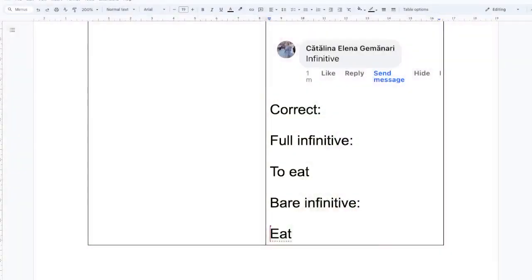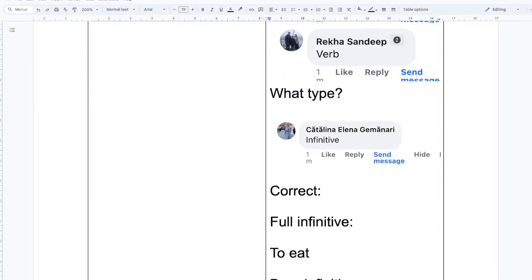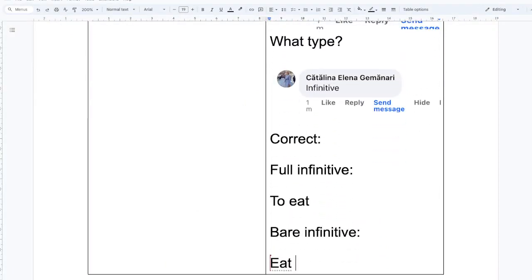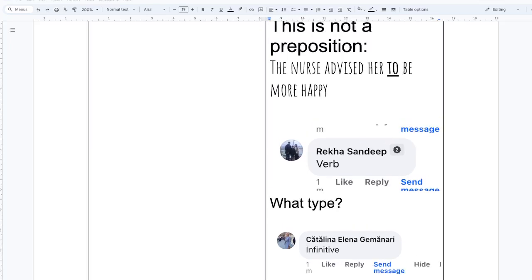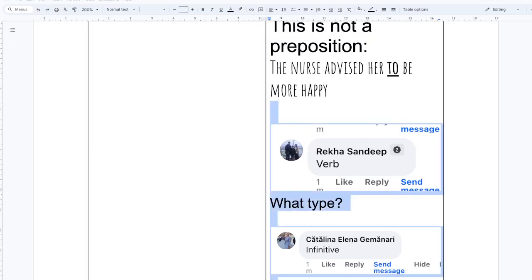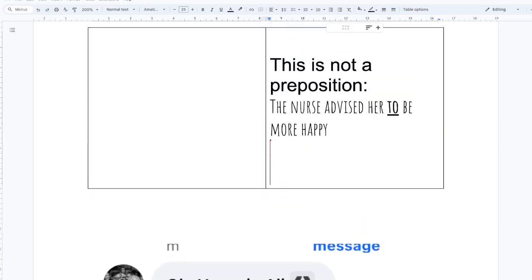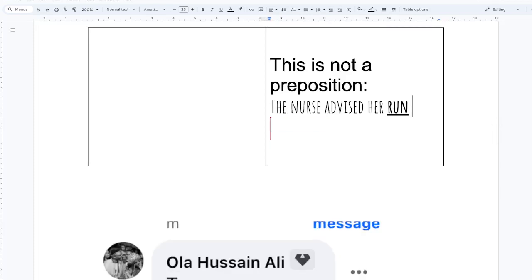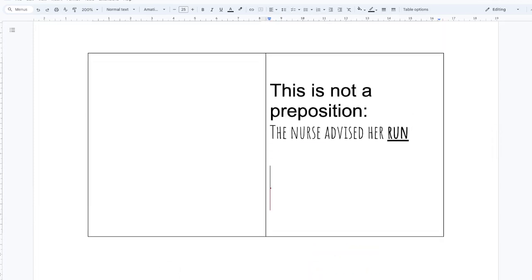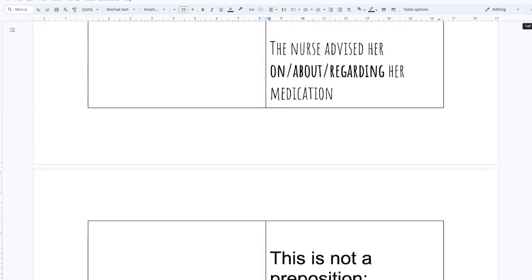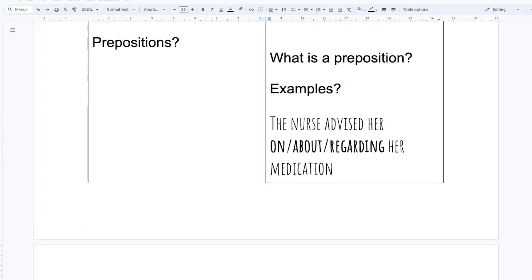So coming back to this, why is this important? Let's go right back to this. It's not a preposition problem, okay? Rika, you can say to be, to eat, to run. Now, of course we do use this. We do say this in OET. So it's a good point. It's just not a preposition. So prepositions we would use with advise would be on, about, regarding.